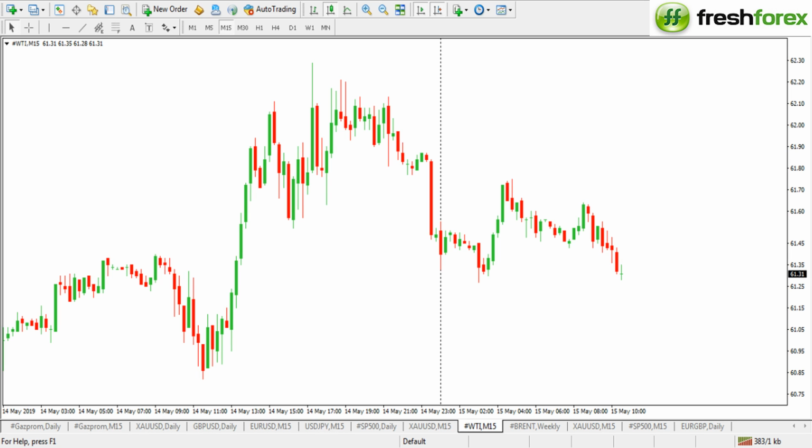Let's look at what we have today. We'll start off with our main pairs, starting with EURUSD, then move straight to GBPUSD, USDJPY, and then we look at the other symbols. So we move on straight to our charts.